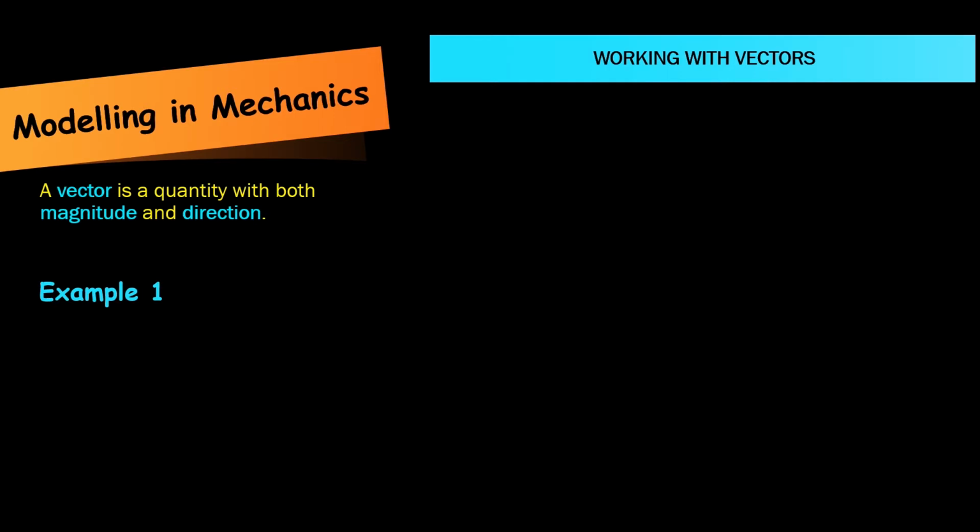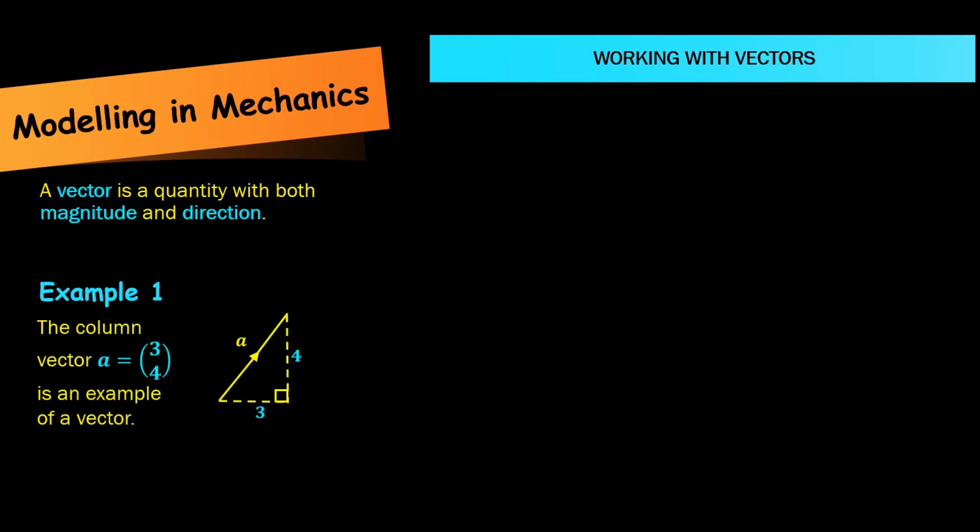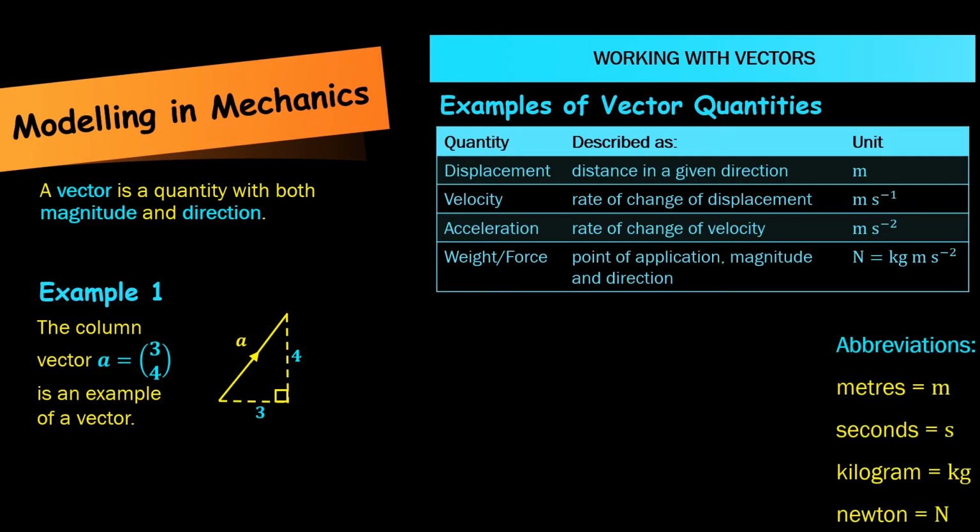Let's take a look at an example. The column vector A equals (3, 4), as shown in the diagram, is an example of a vector. We can give further examples of vector quantities. So, for example, displacement is described as the distance in a given direction, and its SI unit is meters.